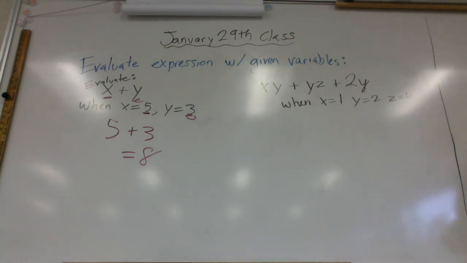You guys think you can do that one? Yeah. Try it out. So xy plus yz plus 2y when x equals 1, y equals 2, and z equals 4. Try it out. Haley has an answer. Isaac? 14. Isaac's also saying 14.